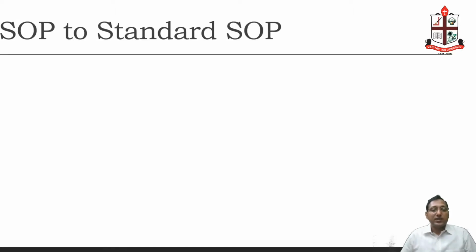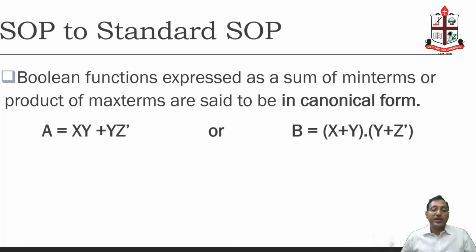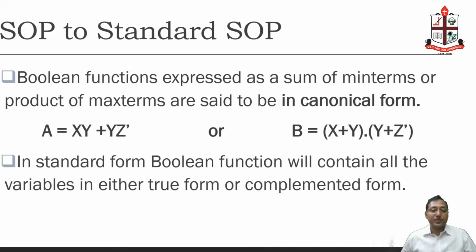Now let us convert a sum of product SOP into a standard SOP. Now, what is a canonical term? Boolean functions expressed as a sum of min terms or product of max terms are said to be in canonical form. Boolean function A is a sum of min terms. Over here, the Boolean function B is a product of max terms.